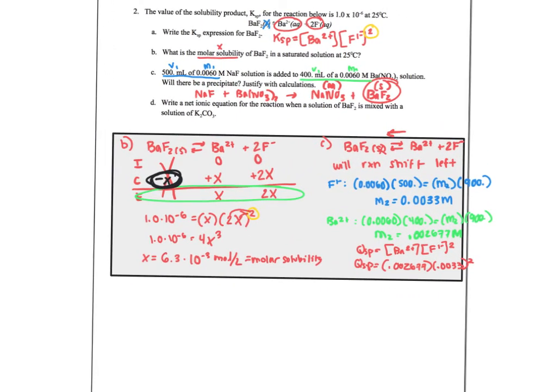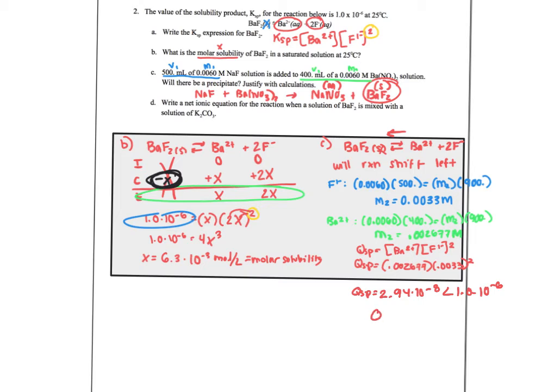All right, almost done. So I get my Qsp is equal to, when I plug this into my calculator, 2.94 times 10 to the negative 8th. We're going to compare that to Ksp, which was given in the last problem. We used it right here. It's 1.0 times 10 to the negative 6.